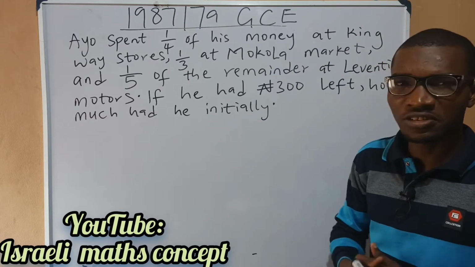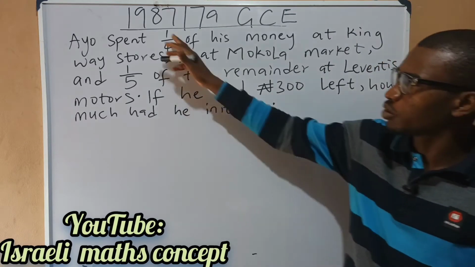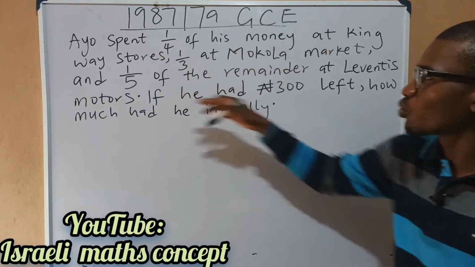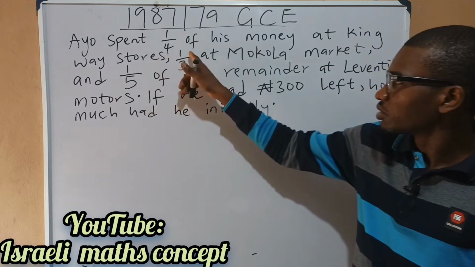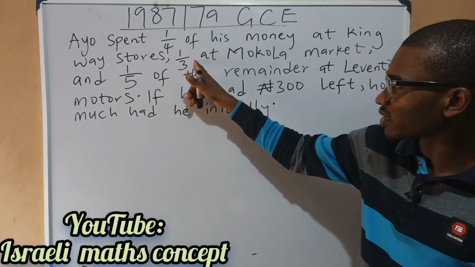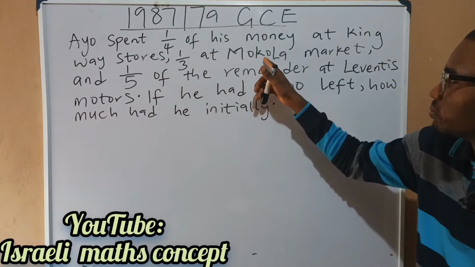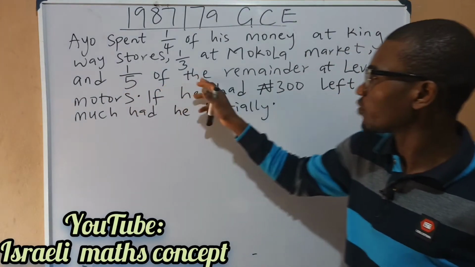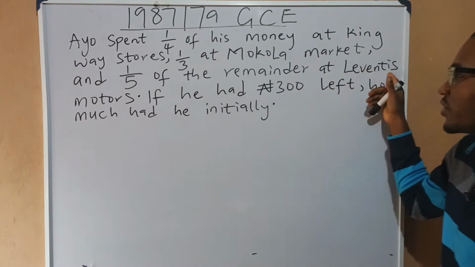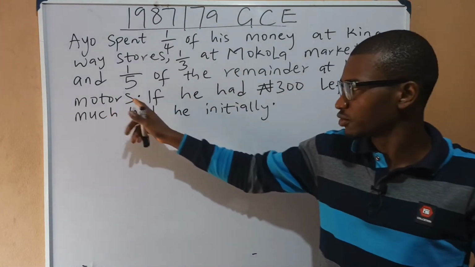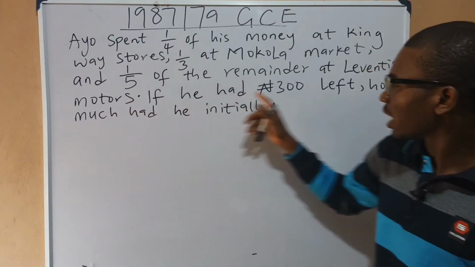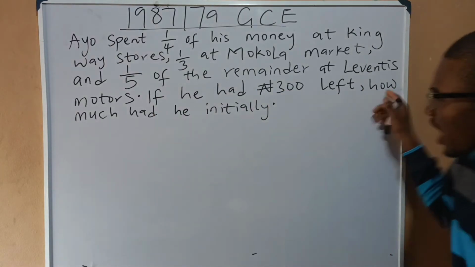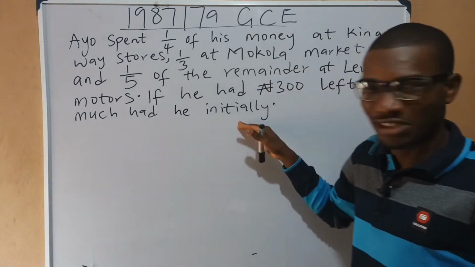The question says, Ayo spent 1/4 of his money at Kingway Stores. He also spent another 1/3 at a market called Mokola Market and 1/5 of the remainder at Leventis Motors. Full stop. If he had 300 naira left, how much had he initially?